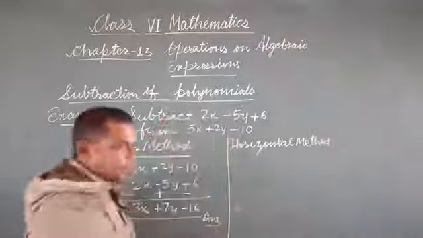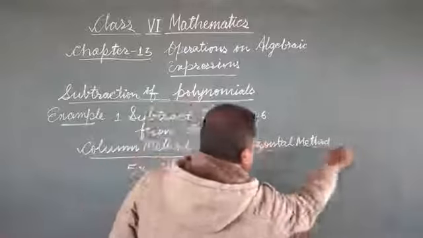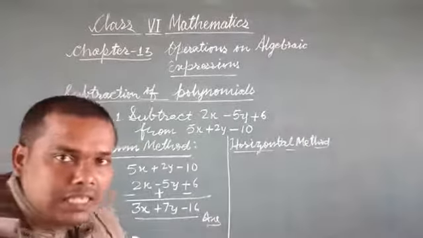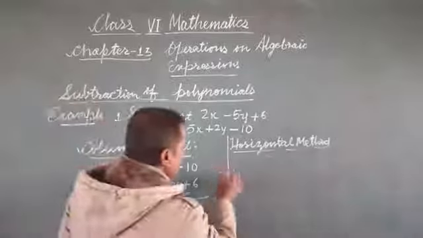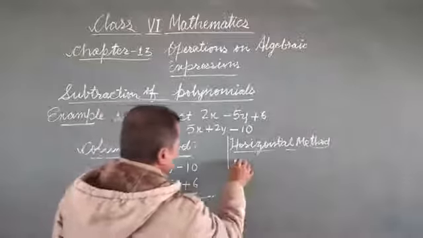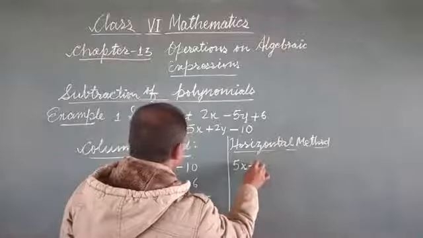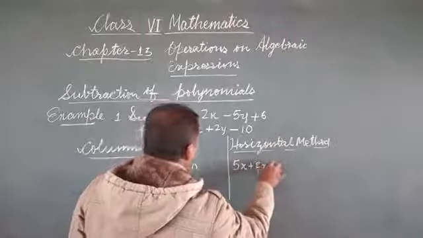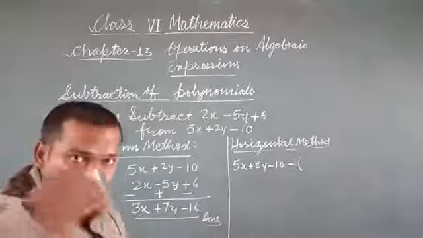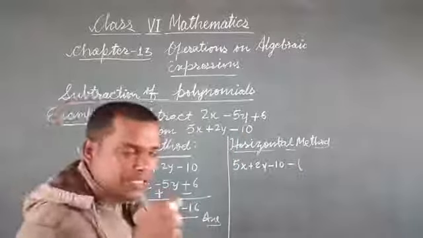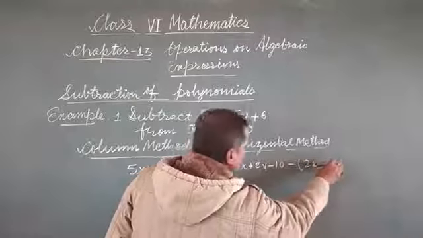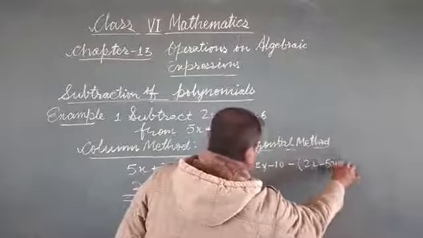Horizontal method. Okay, look here. As I discussed, in the horizontal method we write in a single line. So how will we write in the case of subtraction? First we will write the expression 5x plus 2y minus 10. Then we put a minus, and the second expression, which we are going to subtract, we will write in a bracket. So it will be 2x minus 5y plus 6.